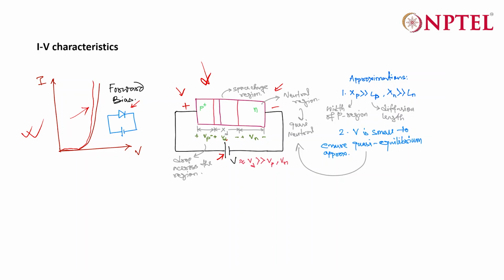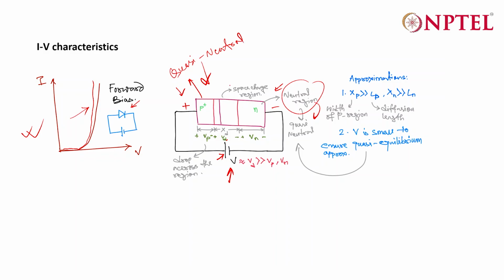And the second approximation that we take is the applied voltage V is very small. And this ensures that the device is in quasi-equilibrium state. Quasi-equilibrium means a small disturbance from equilibrium. So this is only possible if the applied voltage is very small. So in this case, we take this approximation that V is small enough to ensure quasi-equilibrium in the device. And hence, in such a situation, you can consider the neutral region as quasi-neutral region in both the cases. So these are quasi-neutral region.